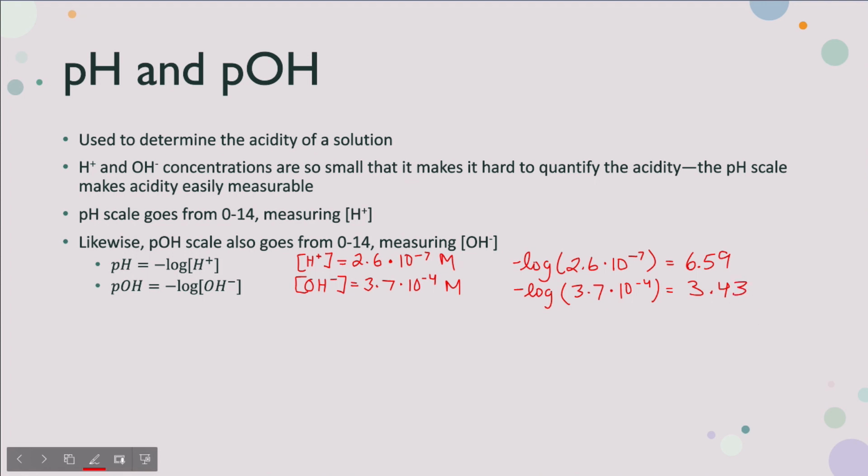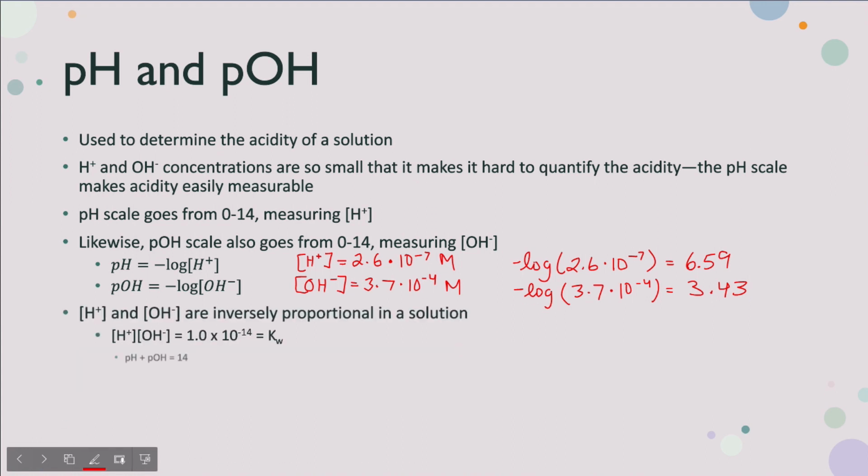Something else to know about H plus and OH minus is that their concentrations are inversely proportional in a solution, in an aqueous solution, that is. This is because of the dissociation constant of water, which is represented as Kw. The dissociation constant refers to the autoionization of water. Water actually ionizes or dissociates in really small amounts. Its dissociation constant is 1.0 times 10 to the -14.